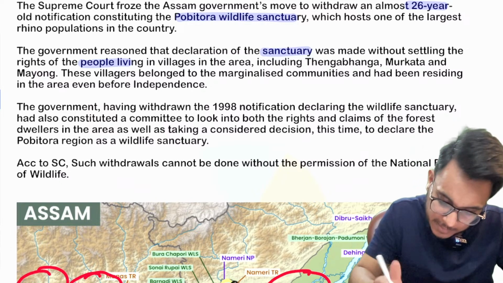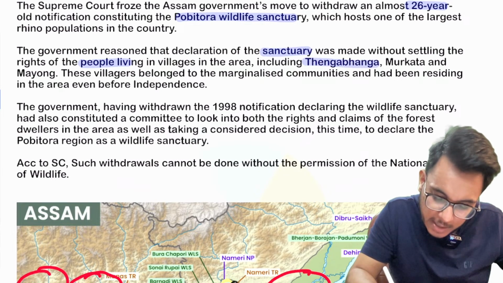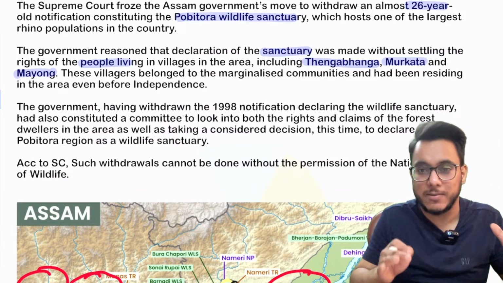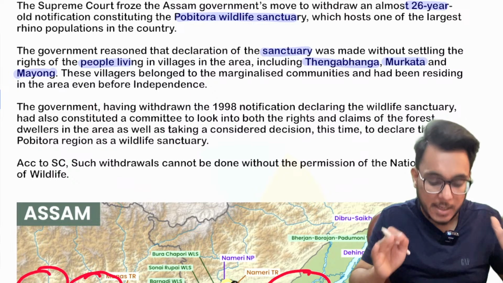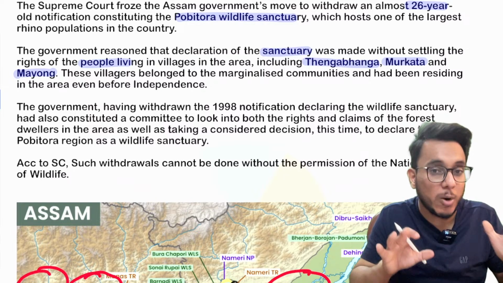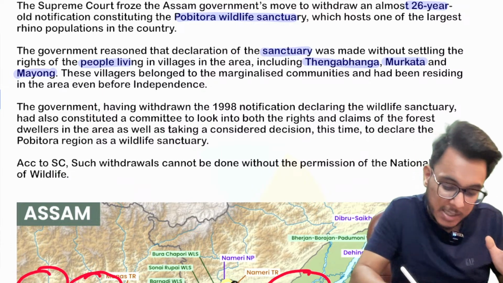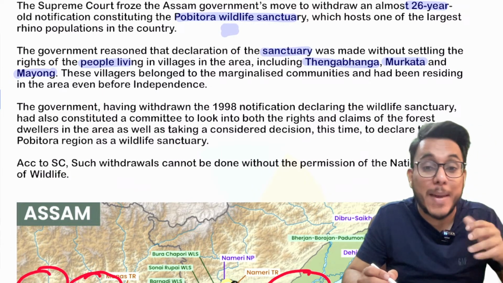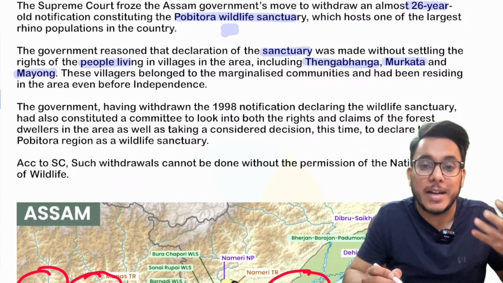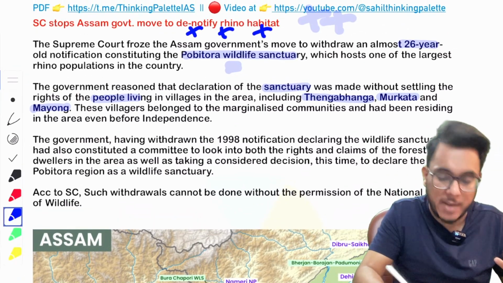Basically here we see the Thenga Bhanga community, Murkata community and Mayong community that live here. My apologies if I pronounced some name wrong. These communities have lived in the villages within these protected areas, and their community rights, their land rights were not recognized, and this area was converted into a wildlife sanctuary. And you know that there are many restrictions on the rights of the people living in these sanctuaries or protected areas.